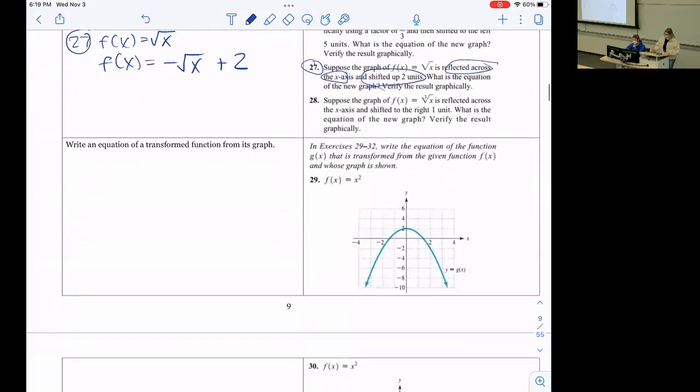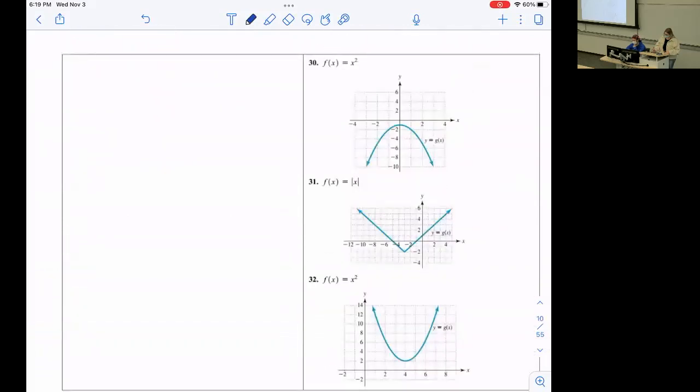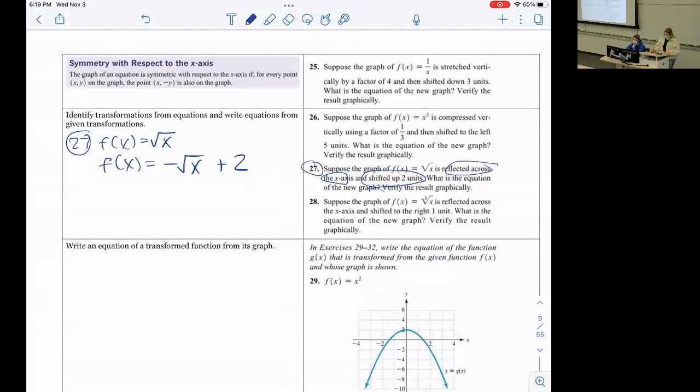All right. So any questions? We can go to the next learning outcome, write an equation of a transformed function from its graph.